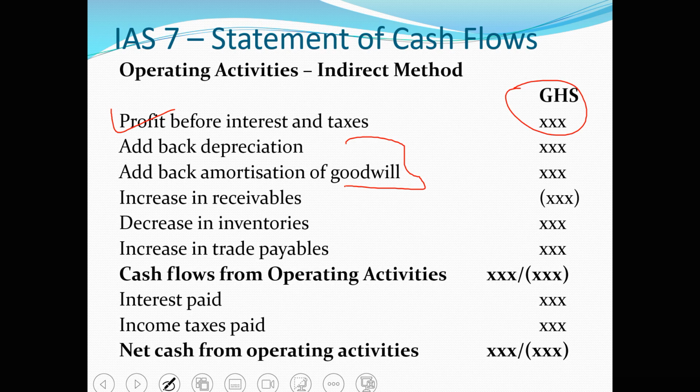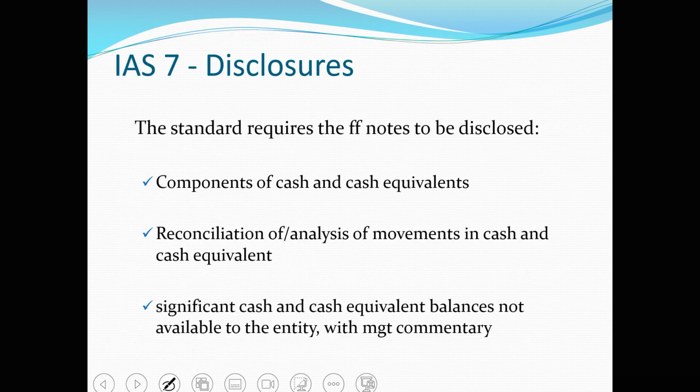So you adjust for non-cash, adjust for movement in working capital through inventory, receivables, and payables. And then you indicate the interest paid and then tax paid. Like I indicated, these must be shown on the face of the statement, and that should give you your net cash from operating activities, right? Your disclosures. IAS 7 has disclosures. You want to look at them.